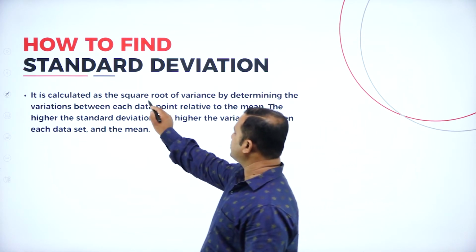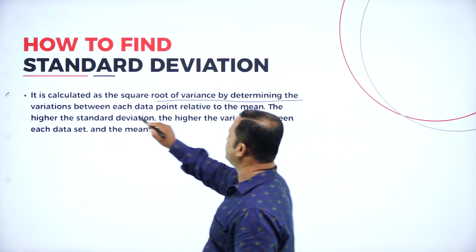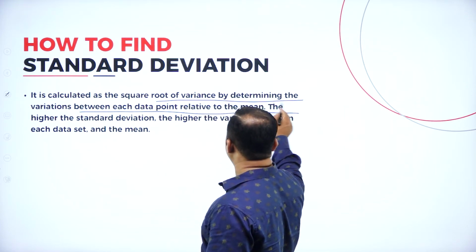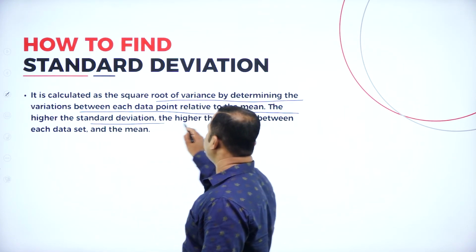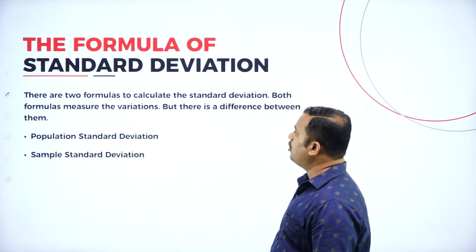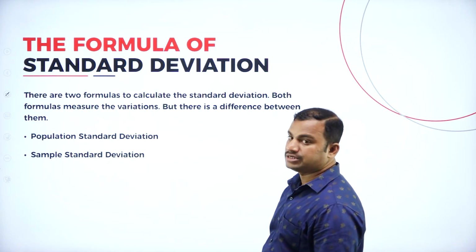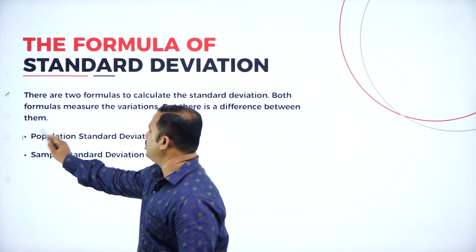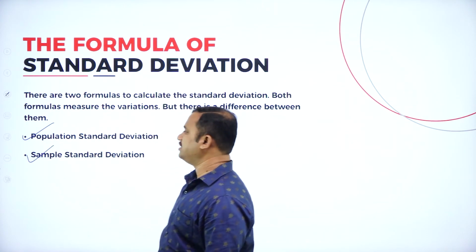It is calculated as the square root of the variance by determining the variations between the data points relative to the mean. The higher the standard deviation, the higher the variance between each data point and the mean. The formula of standard deviation can be represented for the population standard deviation and the sample standard deviation.